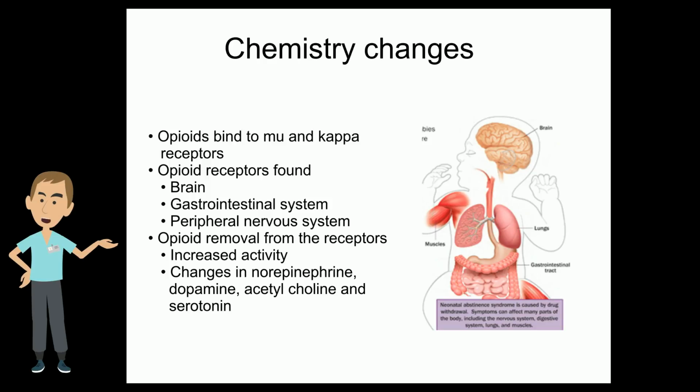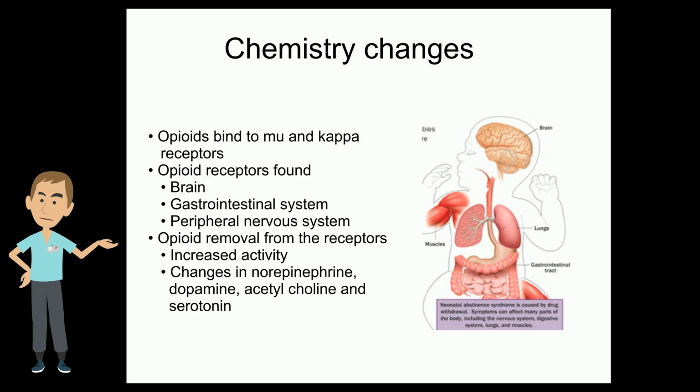The exact pathophysiology of NAS is currently unknown. The signs and symptoms of NAS are caused by the hyperstimulation of the central nervous system due to abrupt cessation of opioids being bound with the mu receptor. Opioid receptors are located largely throughout the central nervous system, but can also be found in the gastrointestinal system and the peripheral nervous system. A drastic reduction in the amount of opioids leads to increased opioid receptor activity, eventually resulting in changes in neurotransmitter levels. Neurotransmitters commonly affected include norepinephrine, dopamine, acetylcholine, and serotonin.